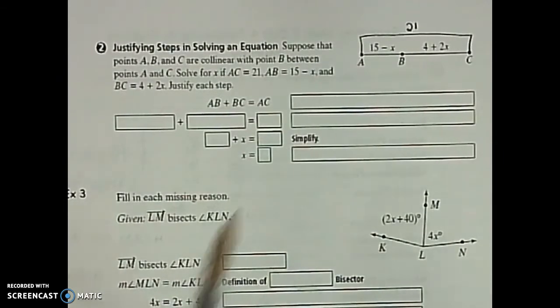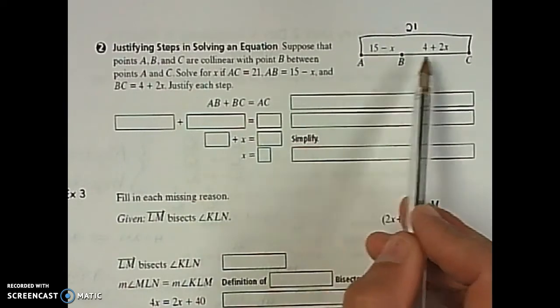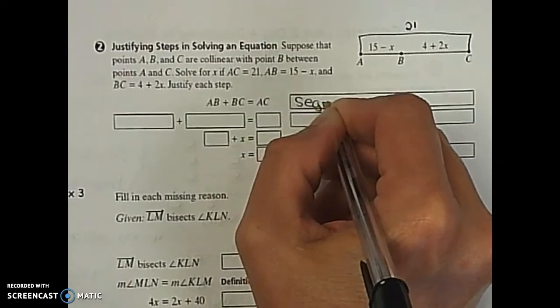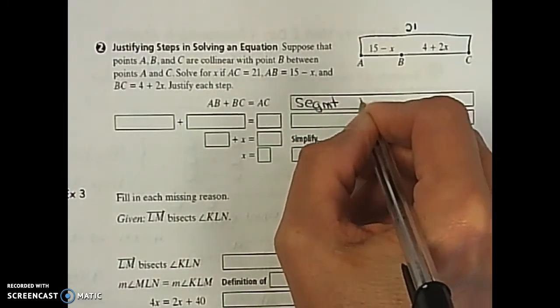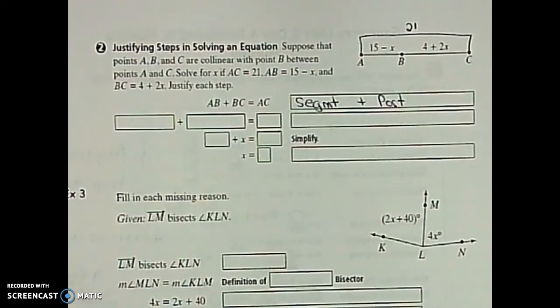So that first statement, they want to know why are we allowed to state that AB plus BC is equal to that whole length. We mentioned this one, but probably most of you don't remember. It's called the segment addition postulate. The sum of two smaller segments is equal to the larger one.